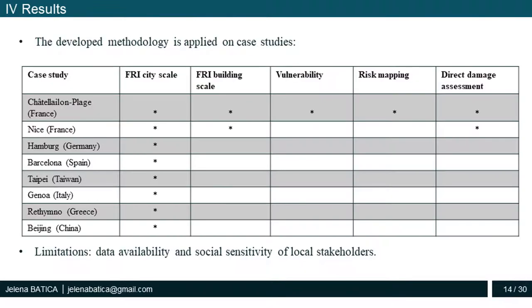Regarding the results, the developed methodology up to now is applied on the following case studies. Chatelaillon-Plage in France, Nice in France, Hamburg, Germany, Barcelona, Spain, Taipei in Taiwan, Genoa in Italy, Rethymno in Greece, Beijing in China.